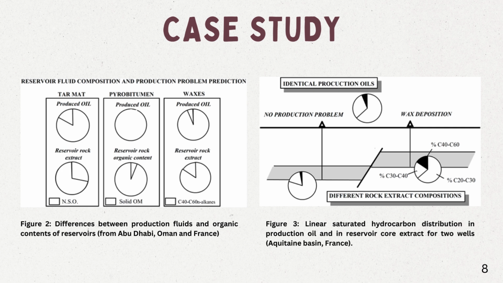So an example of such a situation is proposed in figure 3, in this field, where no difference was found between two oil samples. However, the first oil comes from a well where wax happened to precipitate during production. The other one is from a well where no precipitation occurred.